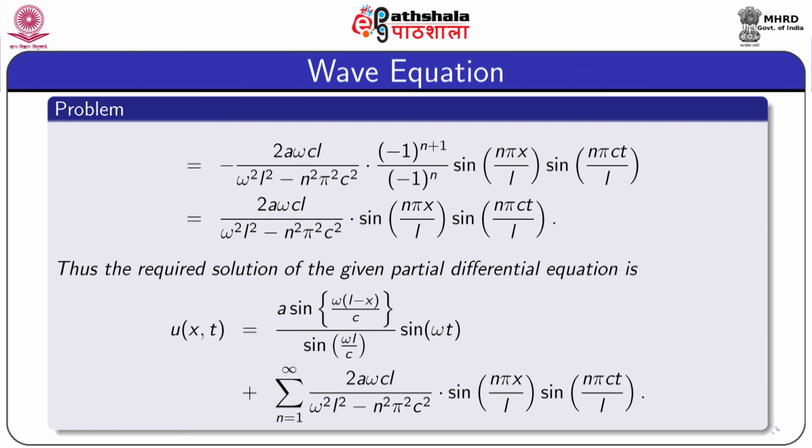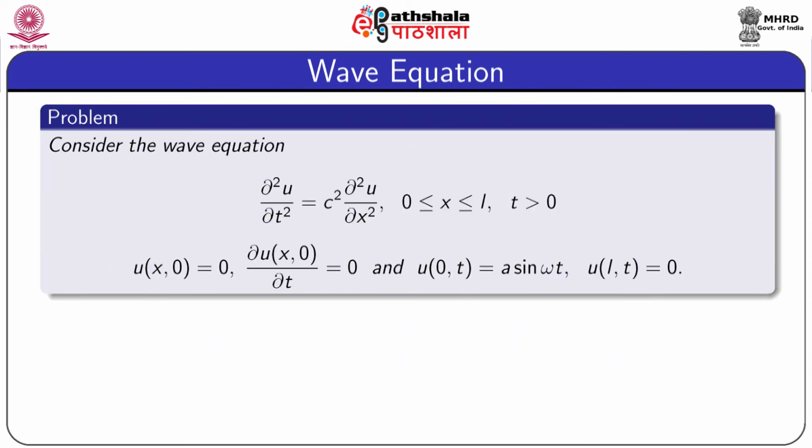Therefore, the required solution of the given differential equation is this: u(x,t) equals, this is the residue at p equals plus minus i omega, that means R0 plus plus R0 minus, and this is the expression for Rn plus plus Rn minus. In this way we can find the solution of the wave equation, where the initial condition is homogeneous and the boundary condition is non-homogeneous.